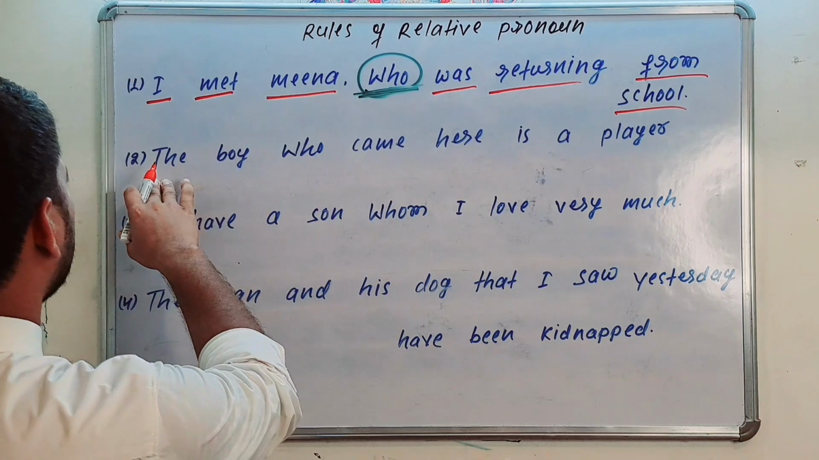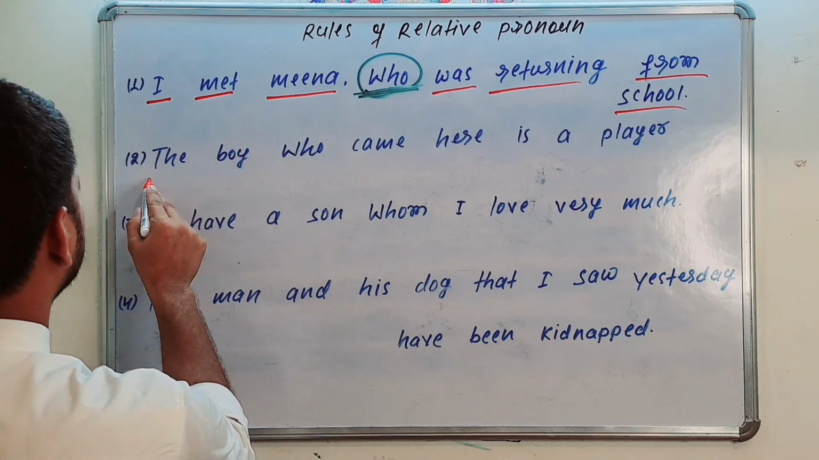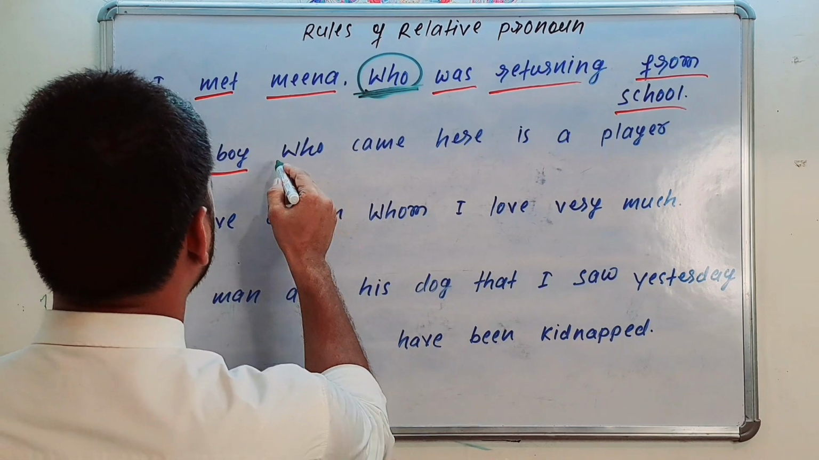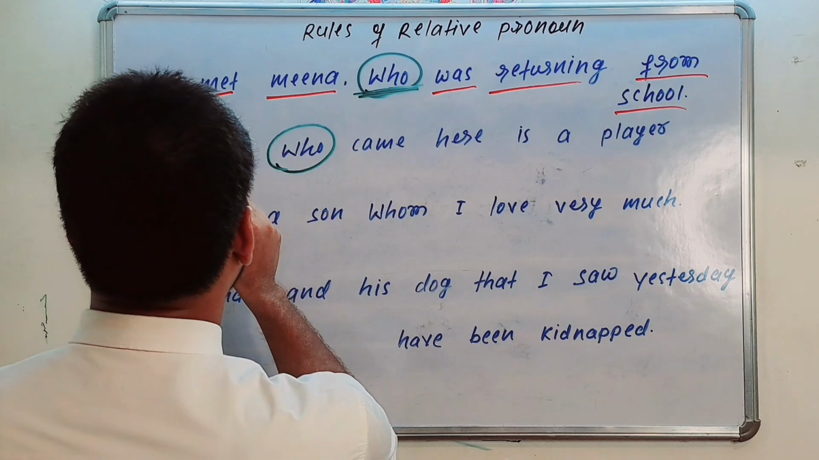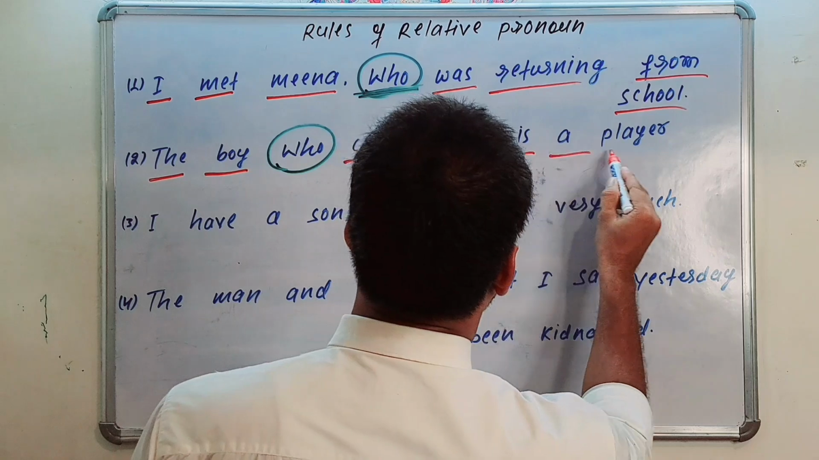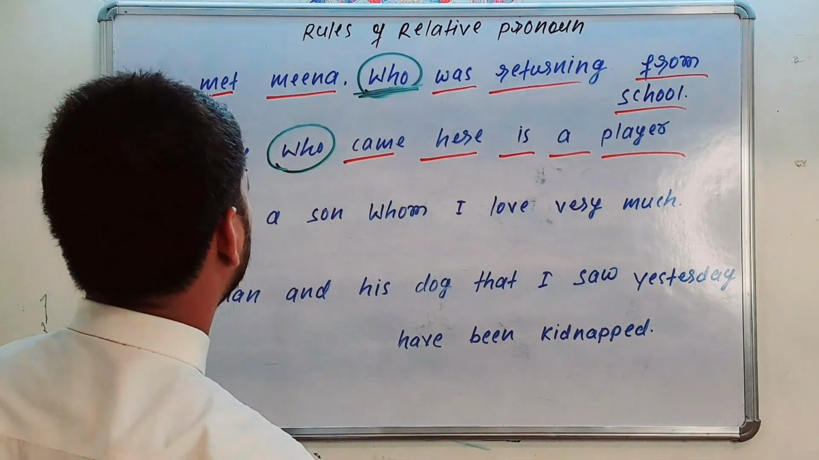Now here see the second, and this is the first rule here. The boy who came here is a player.